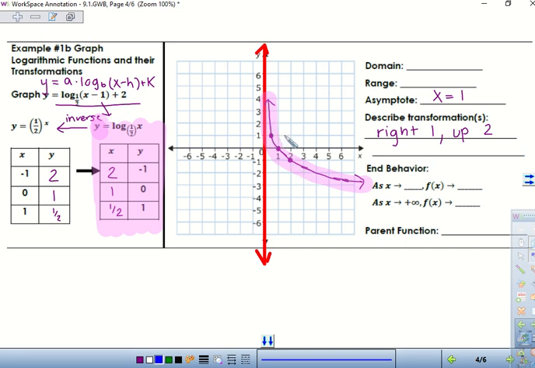So right 1, up 1, 2. Right 1, up 1, 2. Everybody got that down?